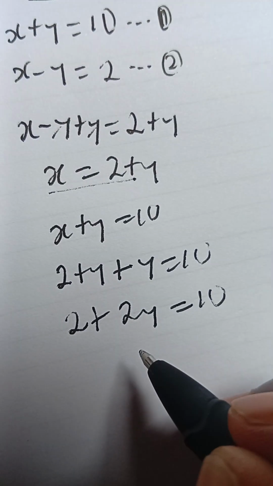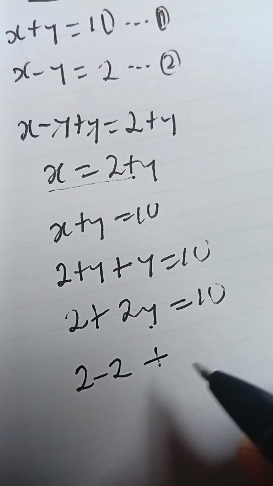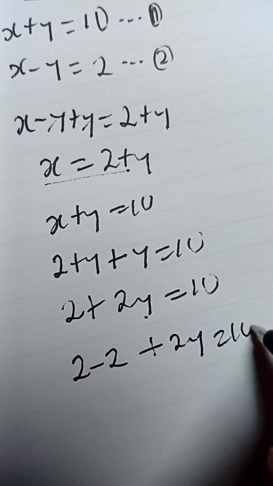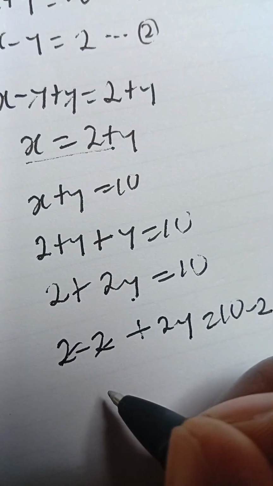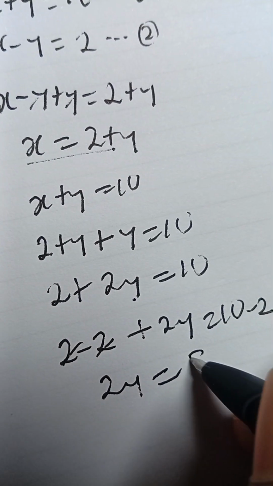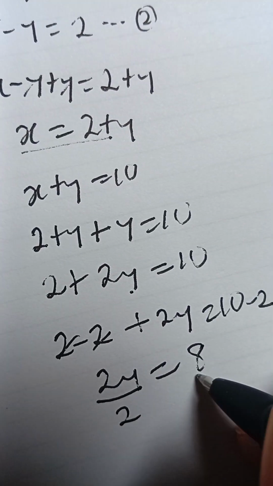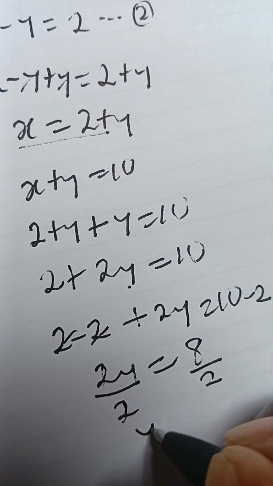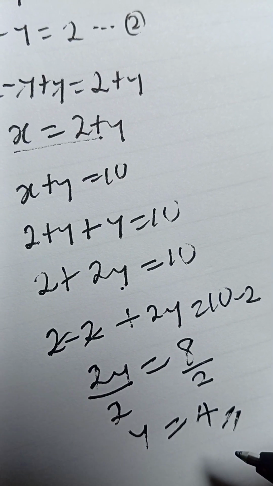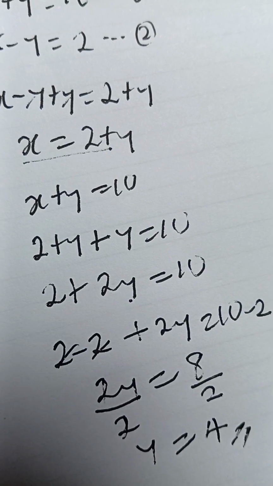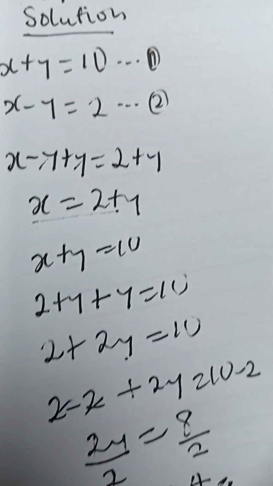Okay, so we are looking for y. So we subtract 2 from both sides: 2 plus 2y minus 2 equal to 10 minus 2. Alright, so of course this is 0. Then 2y is 10 minus 2, which is 8. So we can say that we divide both sides by 2, and y will be 8 divided by 2, which is 4.